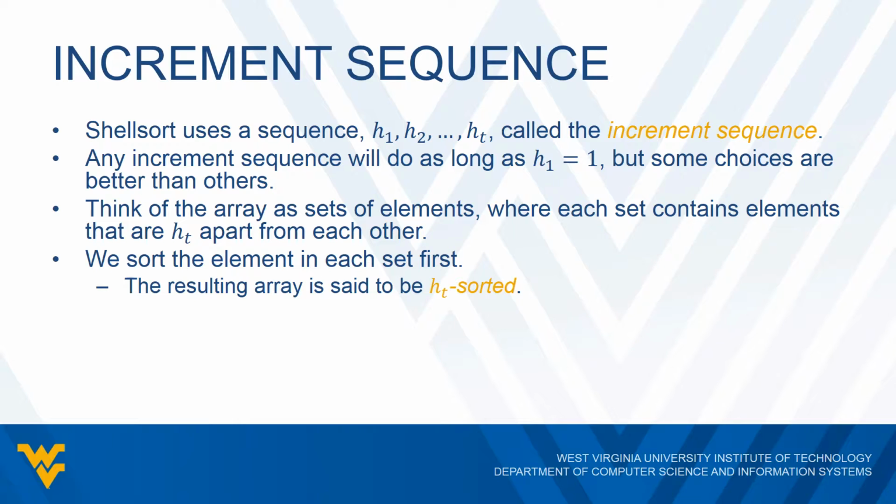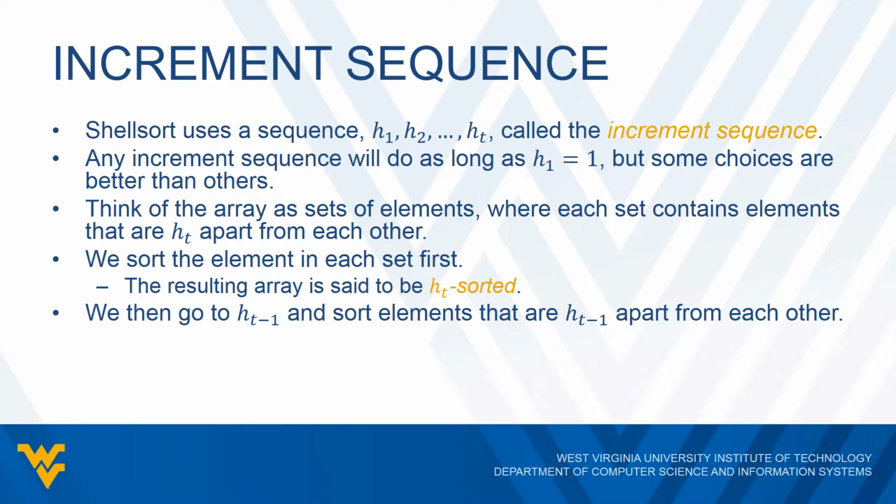We'll then go to HT minus 1. So now we can think of the array being partitioned into these groups that are HT minus 1 apart from each other. And then we sort those elements. So then that means it would be HT minus 1 sorted.